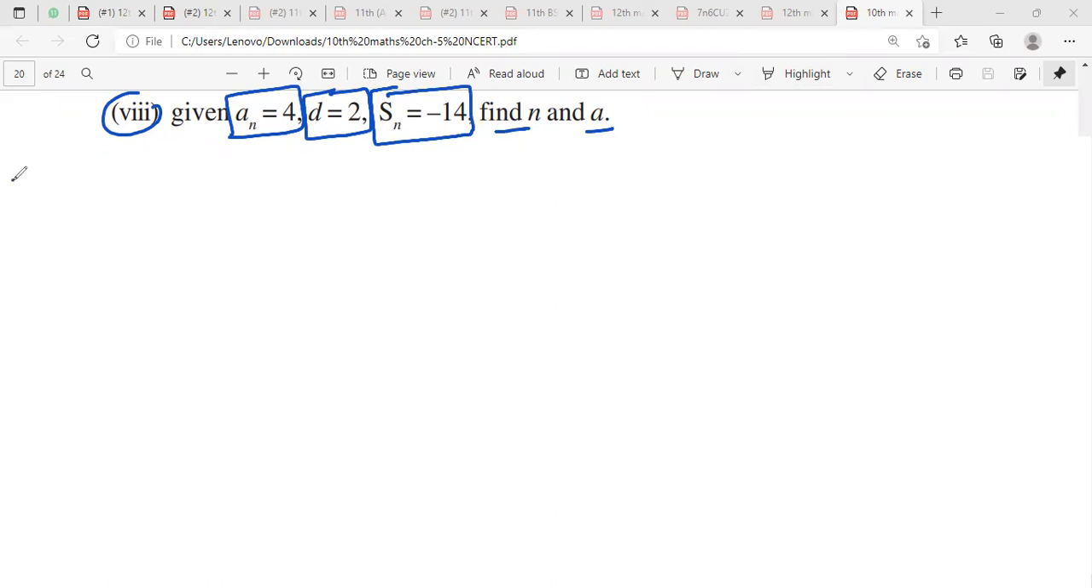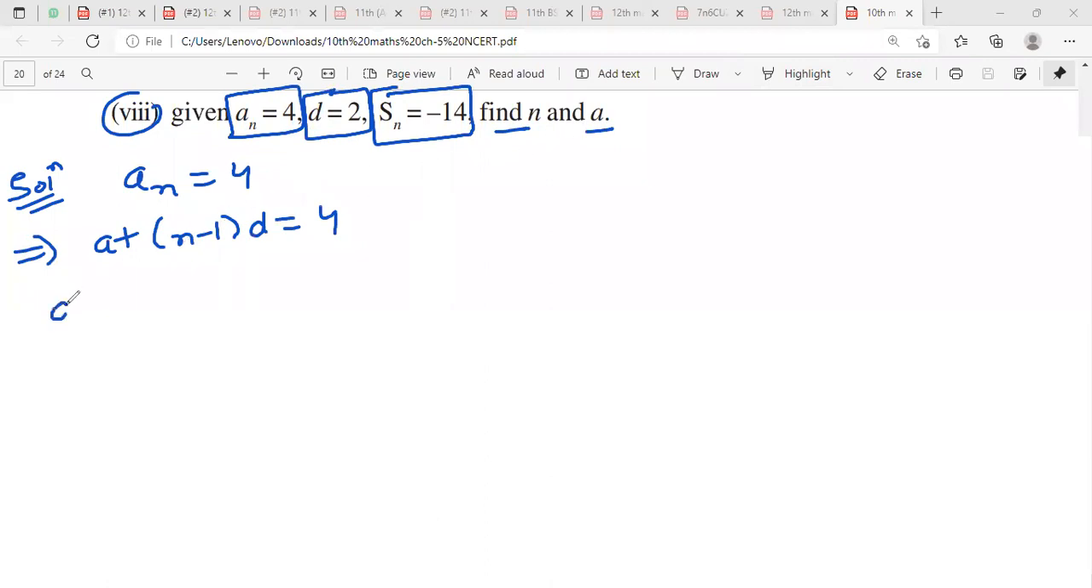Right. First of all, as an is equal to 4. An is equal to 4. That means a plus n minus 1 into d is equal to 4. Right. So a plus n minus 1. Value of d has been given, that is 2. So n minus 1, into 2 equal to 4.